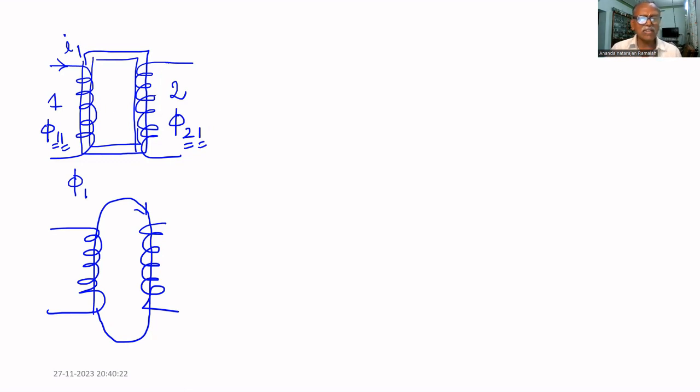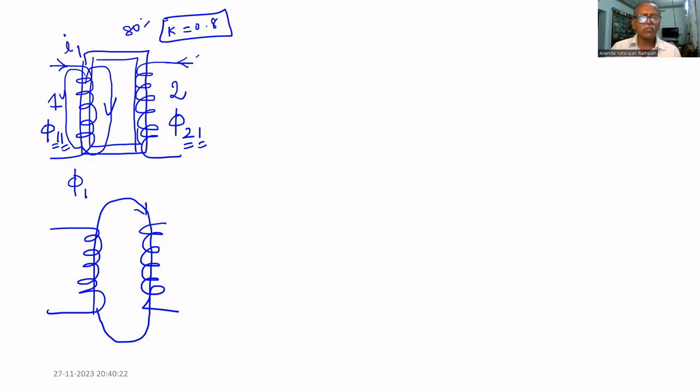Only some part of the flux is linked with the second coil, because some of the flux will escape the path and flow like this. That's why, if some 80% of the flux is linked, we say K equals 0.8. That is called the coefficient of coupling: how much flux produced by the first coil is linked with the second coil.